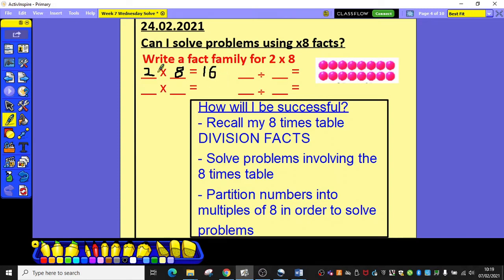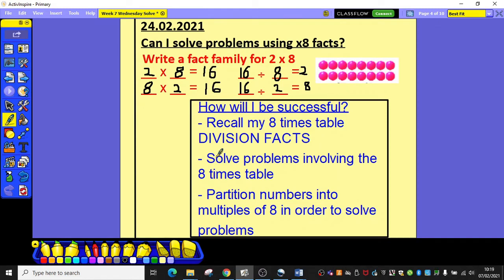We know that 2 times 8 is commutative, which means that I can do the multiplication in any order, so I can reverse my digits. So 8 times 2 is also 16. If I now take my total, I can work using the inverse, divide that by 8, and the answer is 2. And using the inverse, I can divide 16 by 2, and the answer is 8. So there I've got my fact family. I hope you were successful with that.